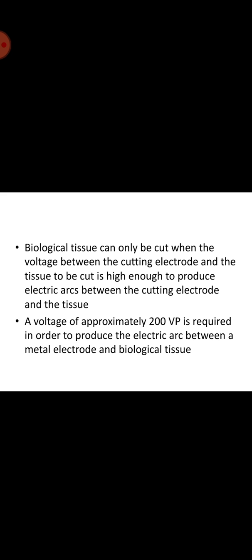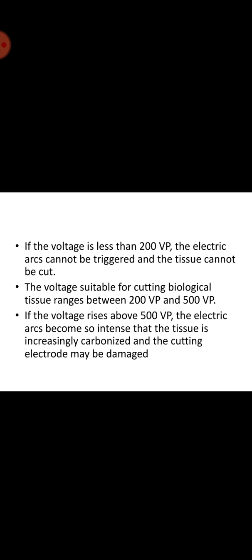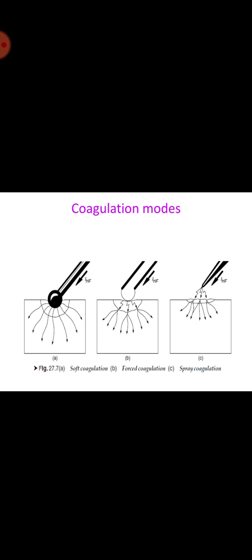Biological tissue can only be cut when the voltage between the cutting electrode and the tissue to be cut is high enough to produce electric arcs between the cutting electrode and the tissue. As I said earlier, a voltage of approximately 200 Vp is required in order to produce electric arcs between the metal electrode and the biological tissues. A visible arc forms when the electric field strength exceeds 1 kV per millimeter in the gap and disappears when the field strength drops below a certain threshold level. Biological tissues are coagulated by thermal means if the requisite temperature of around 70 degrees Celsius is maintained.